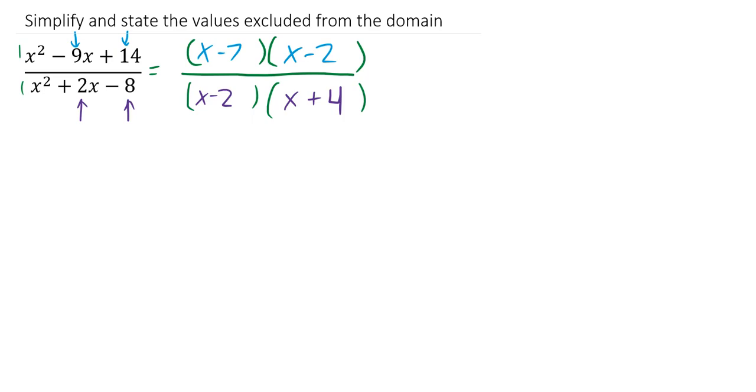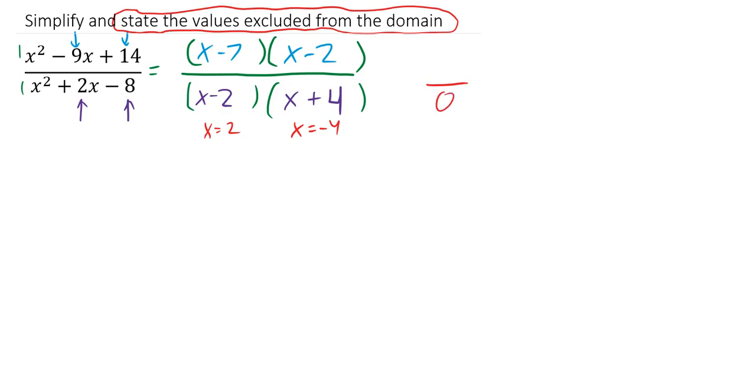Once it's factored, before I simplify it, I take note of what x can't be. That's what this means when it says state the values excluded from the domain. Domain is things x can be. So I need to think about what x can not be. The rule for fractions is I can't have 0 in the denominator. So any zeros of the denominator have to be excluded from the domain. x can't be 2 or negative 4. If I try plugging 2 or negative 4 in, I'm going to get something over 0, and that breaks a math rule. I'm not allowed to divide by 0. So the values excluded from the domain, in this case, are 2 and negative 4.